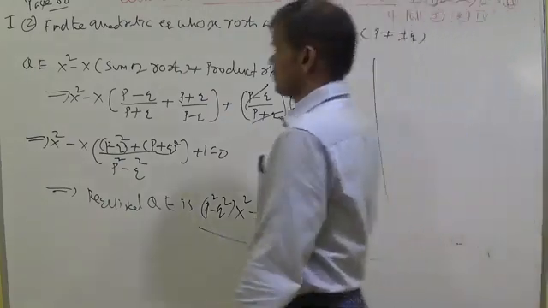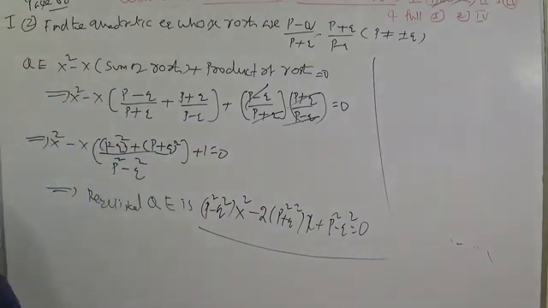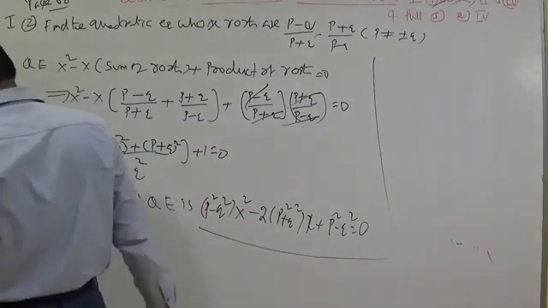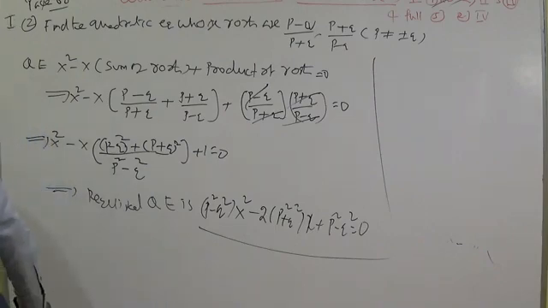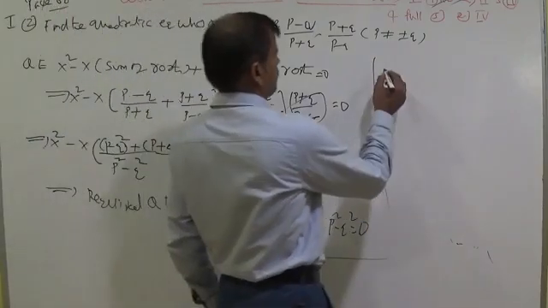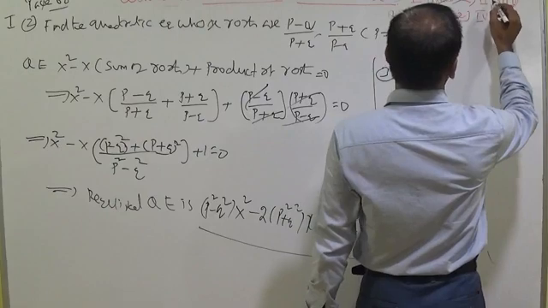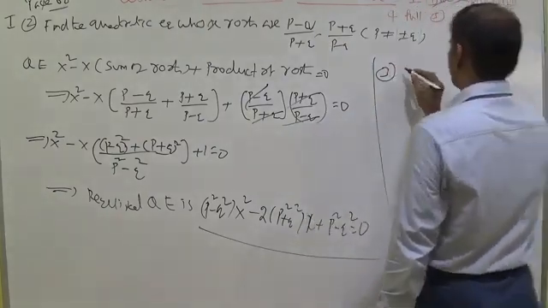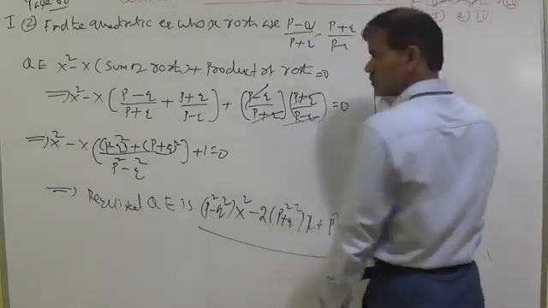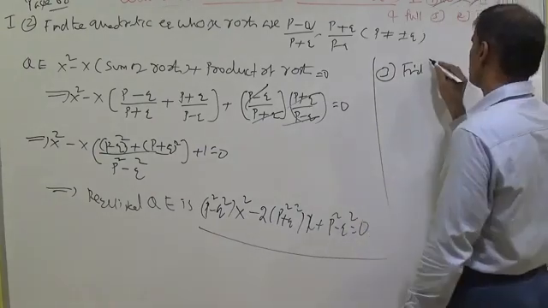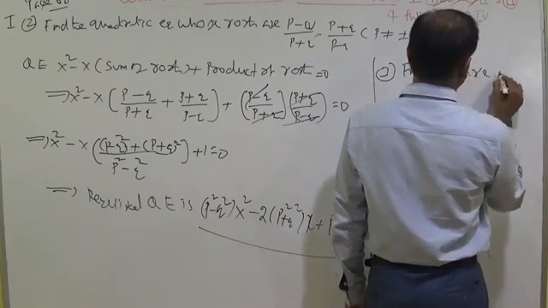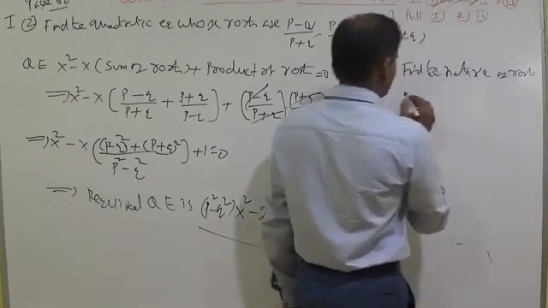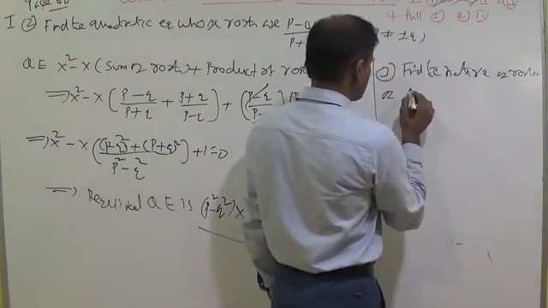Next, second one, find the nature of roots. In the second, completed; third one, fourth. This one completed. Find the nature of roots of QE.